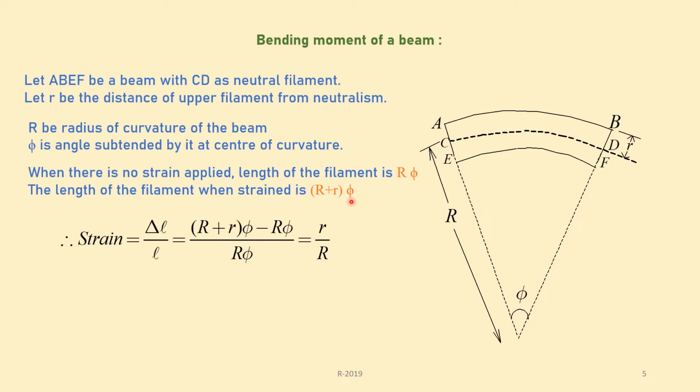Therefore, the strain caused in the filament AB can be expressed like this. So, the longitudinal strain, as we defined previously, is the change in length by original length. So, (R plus r) into phi minus R phi, the change in length, by the original length R phi, is nothing but equal to small r by capital R. Remember, the strain is proportional to the distance small r from the neutral axis.